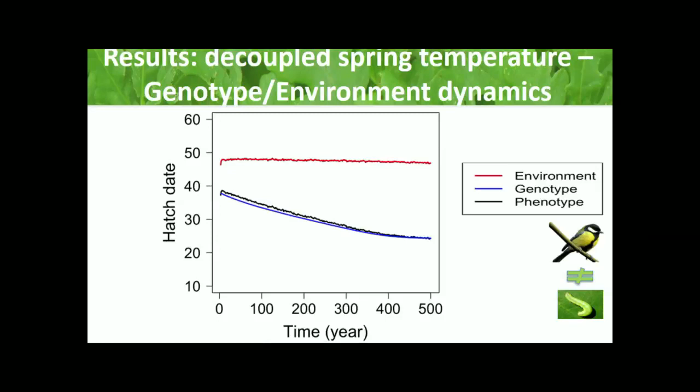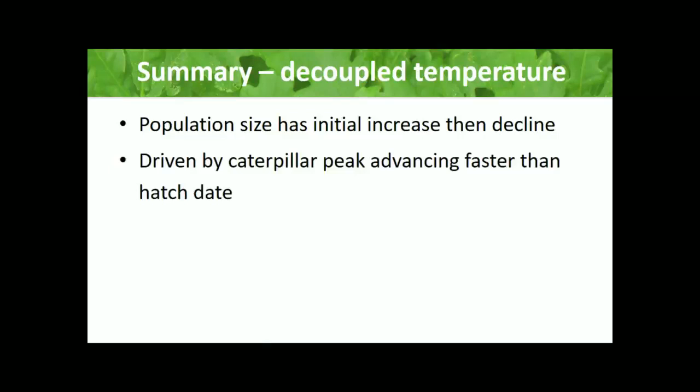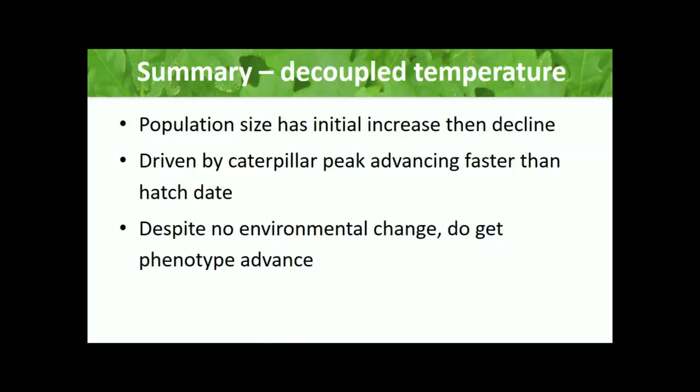So just to summarize, population size under this sort of decoupled scenario has an initial increase, then decline. It's driven by caterpillar peak advancing faster than hatch date. And despite no environmental change, we do still see a phenotypic advance. And it's wholly driven by genetic change.